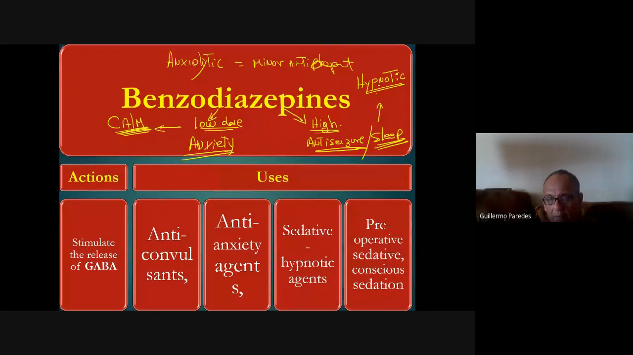They can be used, as I mentioned here, as anticonvulsants. Anticonvulsants are called AEDs, anti-epileptic drugs. Mostly we use benzodiazepines when you have a crisis and you need to stop the seizures and convulsions, and that means that you can give diazepam, for example, 5 milligrams IV in 5 minutes. So that is going to calm down the seizures.